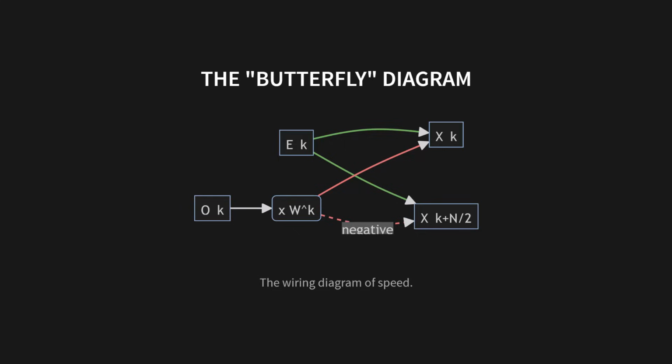You take your input from the smaller problems, e sub k and o sub k. The o sub k gets multiplied by the twiddle factor, and then they combine. One path adds them together to get x sub k. The other path subtracts them to get x sub k plus n over 2. This right here is the wiring diagram of speed. Okay, that's the theory. It looks elegant, but does it actually work?